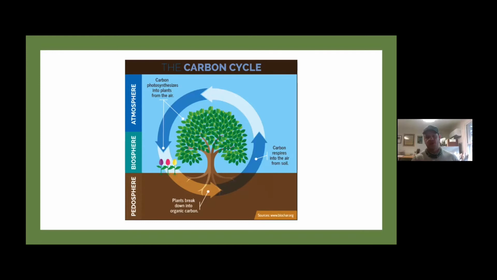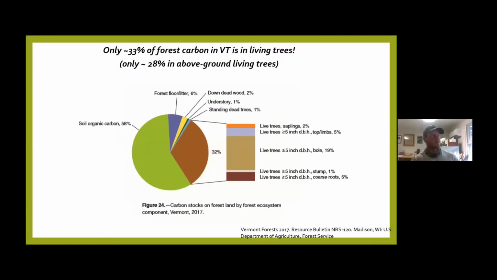And the way it interacts with all the organisms on Earth is really complex. So in Vermont, most of our carbon, and this is from forest inventory and analysis data from Vermont from 2017, only 33% of forest carbon in our forests is in living trees. And only 28% of it is in living trees above ground. So the vast majority of it is in the soil and in dead trees and in below ground portions of trees. So that's really important to know as well. We always think about these trees are huge, and they must be holding all that carbon in the trunks of the trees, but that's actually not the case.